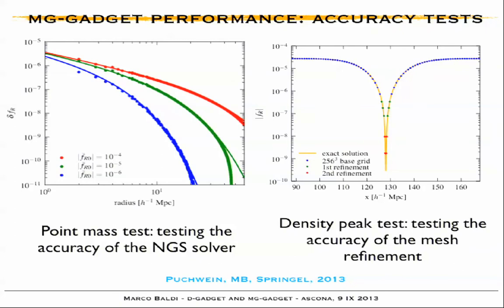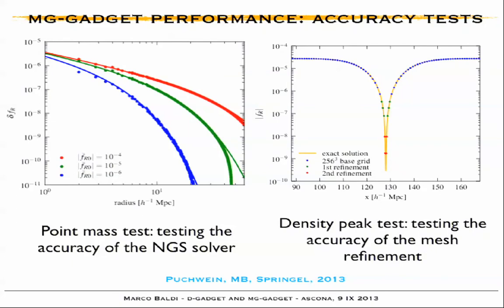And this is a density peak test. So we have a density peak, and we try to see how well we can recover the expected evolution of the scalar degree of freedom, the configuration of the extra degree of freedom analytically found in correspondence of this density peak, when we refine the level of refinement of the AMR grid.